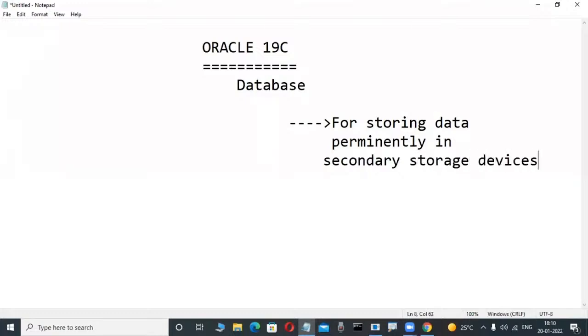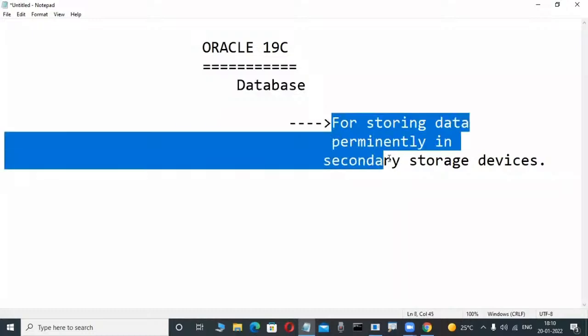Suppose today we store data, then after 5 years, 10 years, 20 years, even 100 years, your data is available and you are using it. That's why Oracle is a product from Oracle Corporation with some version number. This is a database product, one of the popular databases. But what is the purpose? For storing data permanently in secondary storage devices.